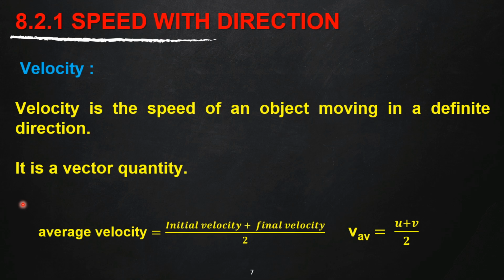Velocity is also not constant, so we have to consider average velocity, which is equal to initial velocity plus final velocity upon 2. Initial velocity is denoted by a letter u and final velocity is denoted by letter v. So the average velocity will be given as u plus v upon 2.